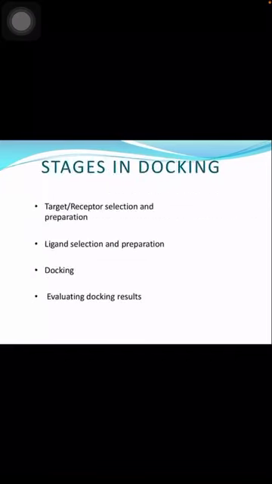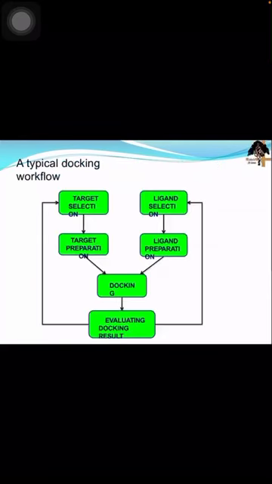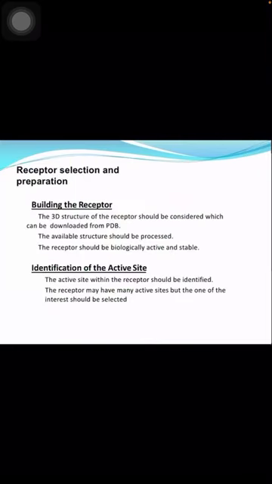And the stages in docking include target receptor selection and preparation, ligand selection and preparation, docking, and evaluating docking results. Here is shown a typical docking flow chart. First the target is selected and prepared, and the ligand is selected and prepared, and then docking occurs and the docking results are evaluated. Receptor selection and preparation includes building up the receptor and identifying the active site. These are the steps occurring in docking.